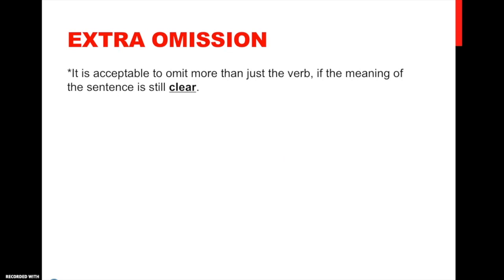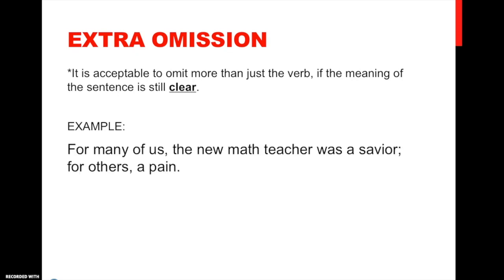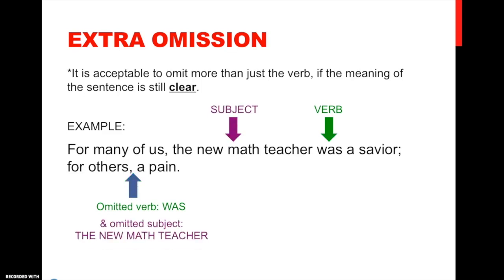It is acceptable to omit more than just the verb if the meaning of the sentence is still clear. See this example. For many of us, the new math teacher was a savior. For others, a pain. Do we know what is being talked about where it says a pain? Yes, we know that the pain is the new math teacher, even though that information was left out of the second clause. So, not only does this sentence omit the verb was, it also omits the subject, the new math teacher, in the second clause.